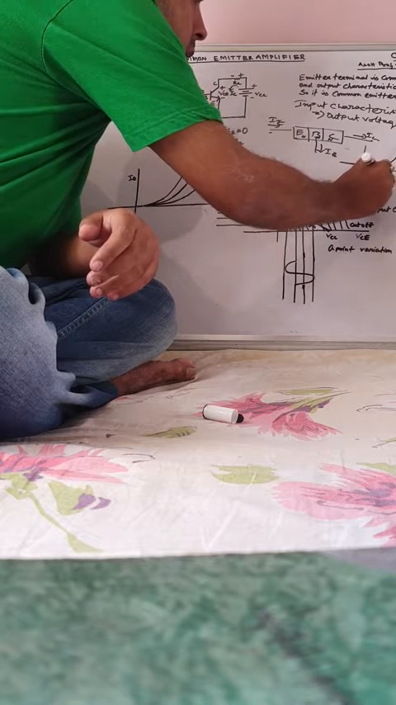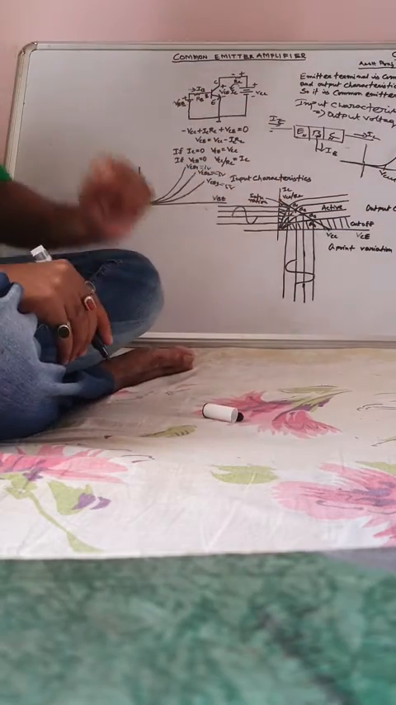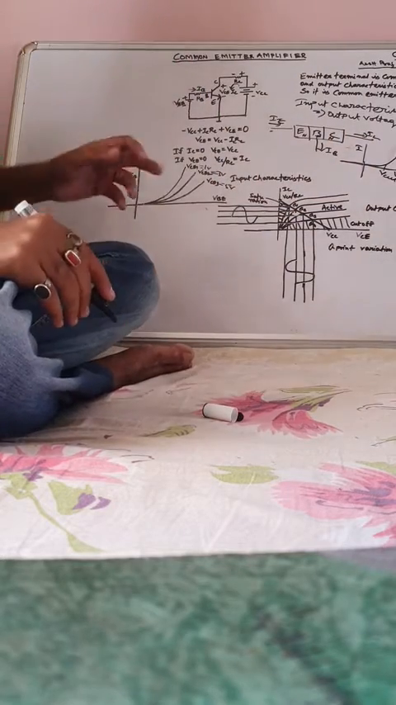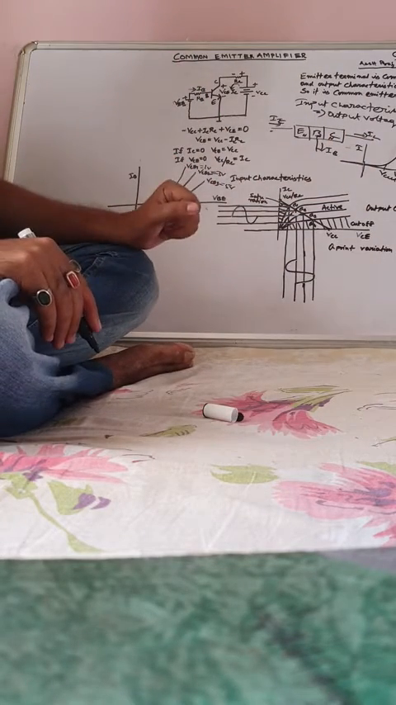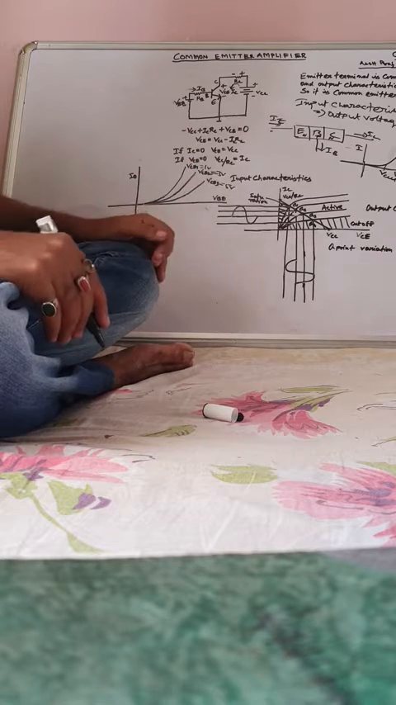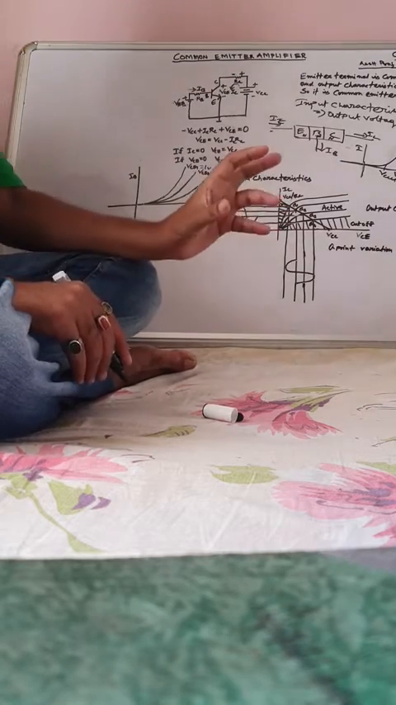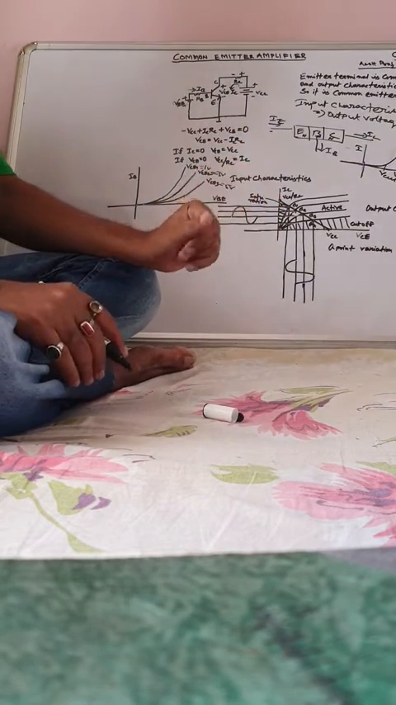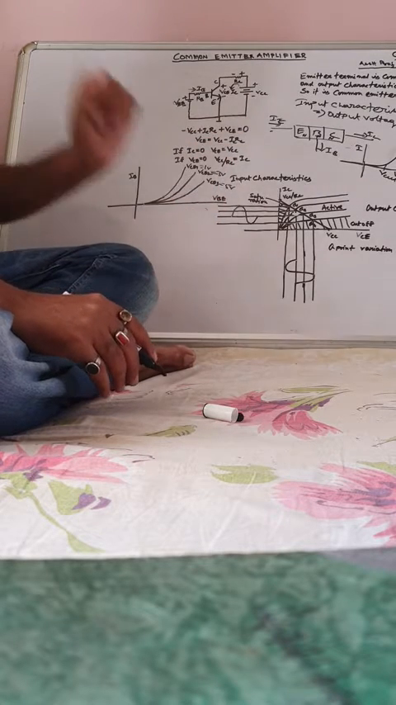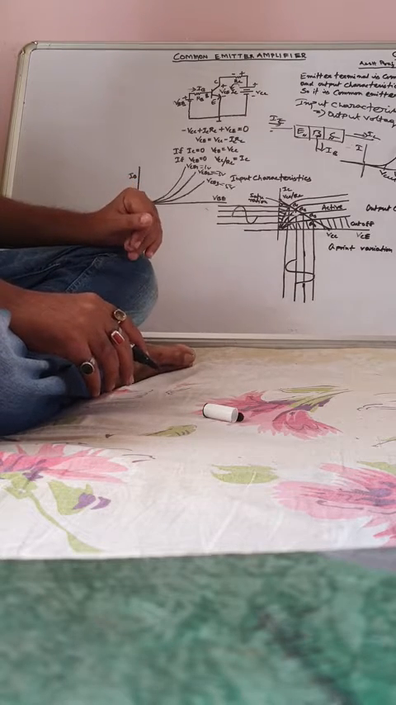This is your cut-in voltage V. Diode in forward bias, curve looks like this. This is your V, this is your I. So the same type of curve we will get here, but keeping output voltage constant, VCE constant. Now we are concentrating mainly on output characteristics. Why? Because we need to design an amplifier based on output characteristics.